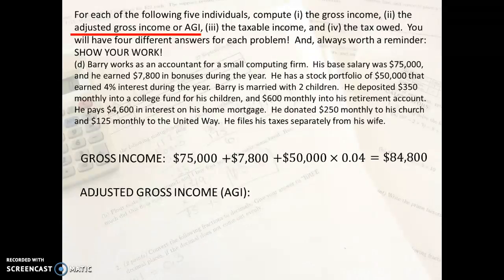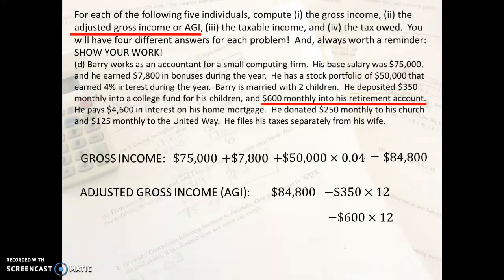Next up, adjustments. Remember, you have to think very specifically, just like a tax person. The only adjustments you make are retirement accounts and college funds. There's my college fund, so I subtract that. And you see it's monthly, so it's times 12. I have a retirement account, so once again, that is minus $600 monthly times 12. After you make those adjustments, there is my AGI, my adjusted gross income.